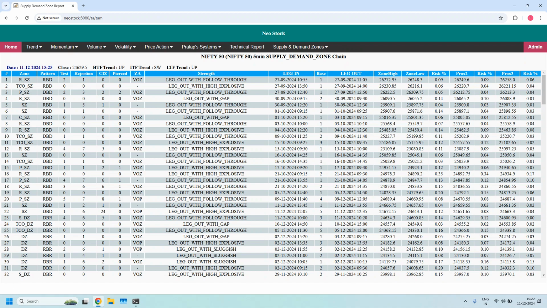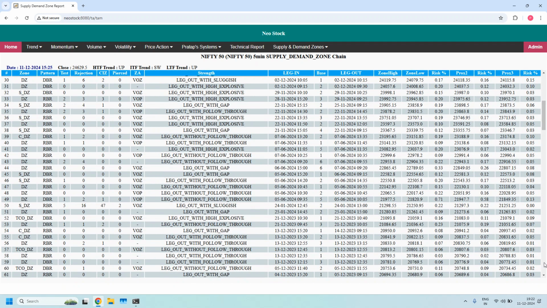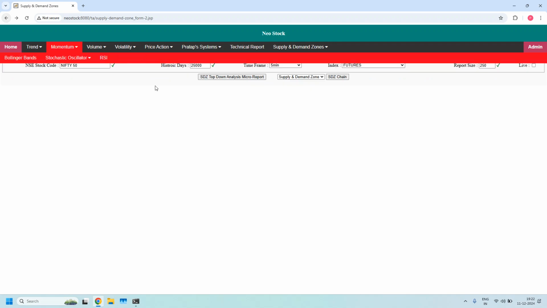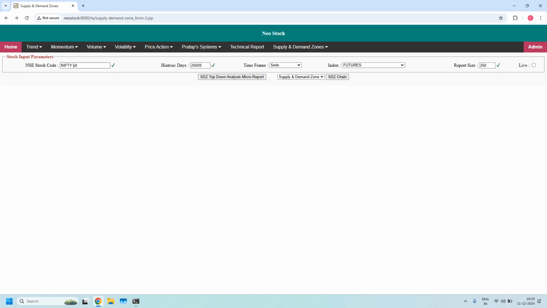Maybe you can refer some more demand zones. I am scrolling the list down. Okay, this is about NIFTY supply demand zone chain. Next, let us generate for bank nifty, that is nothing but nifty bank.